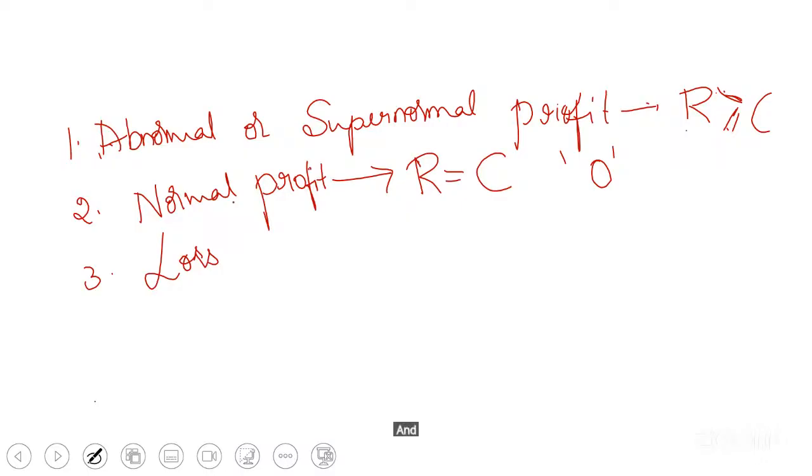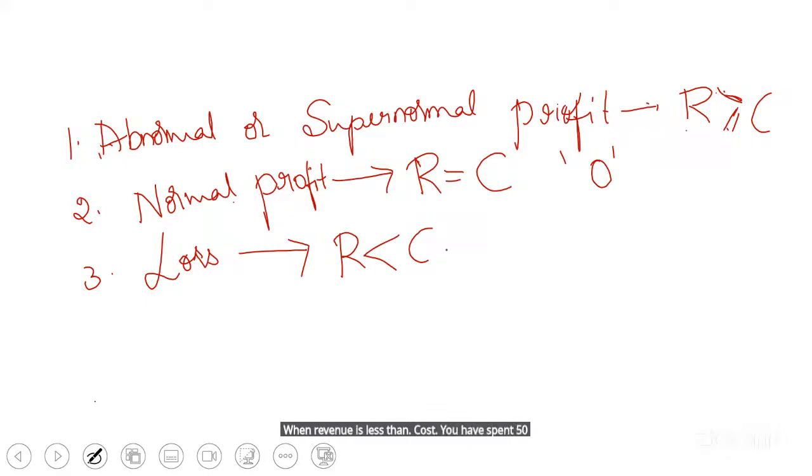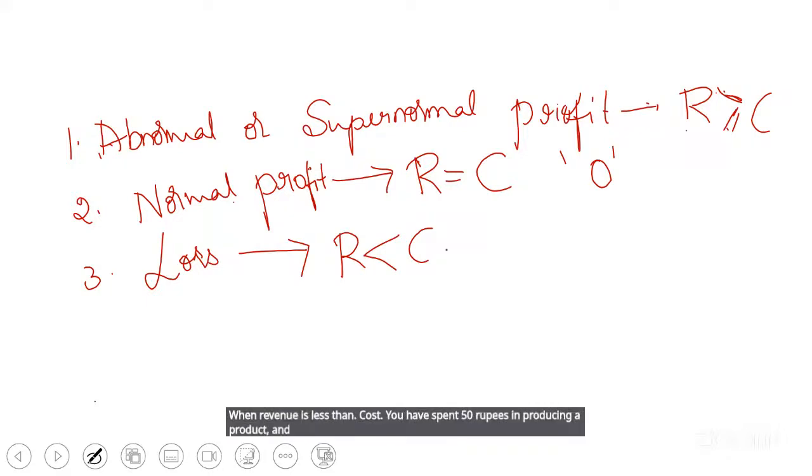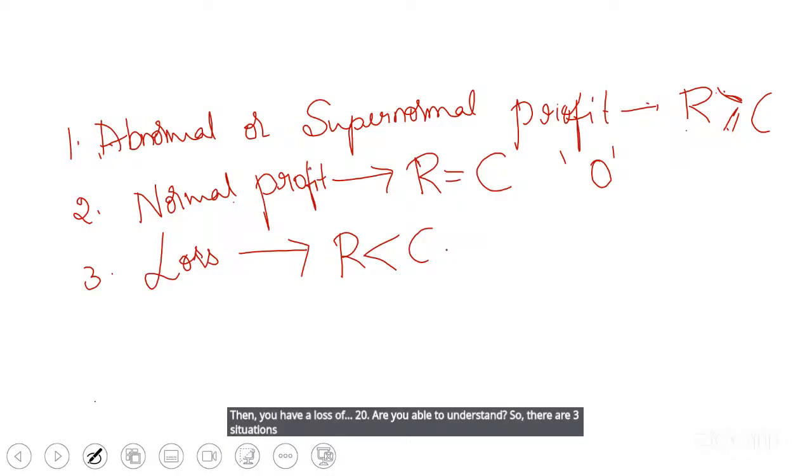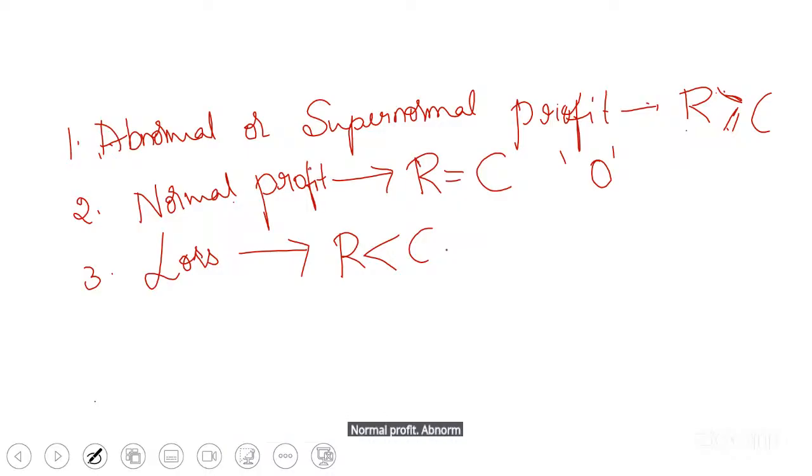And the next one is loss. This is like any other term: when revenue is less than cost. You have spent 50 rupees in producing a product and you have earned 30 rupees. Then you have a loss of 20. Are you able to understand? So there are three situations in economics: normal profit, abnormal profit, and loss.